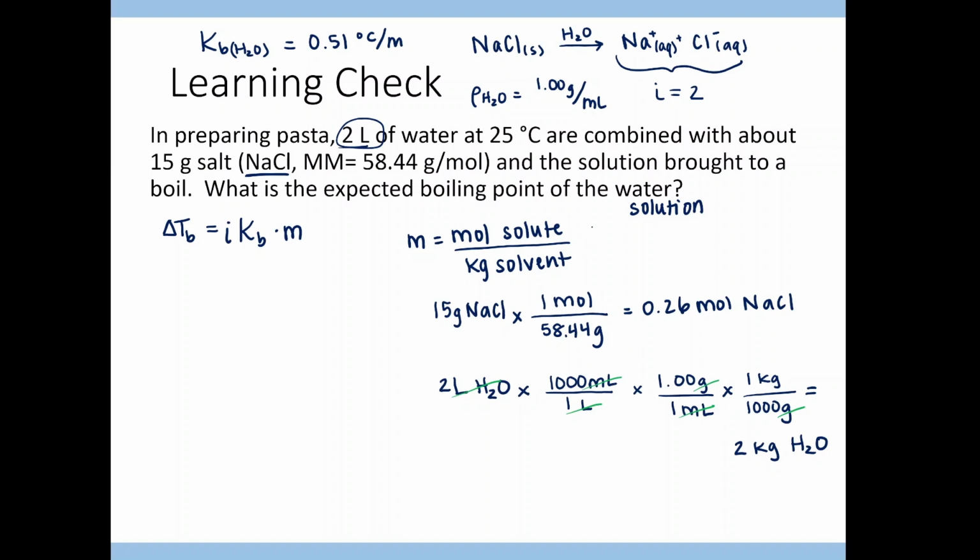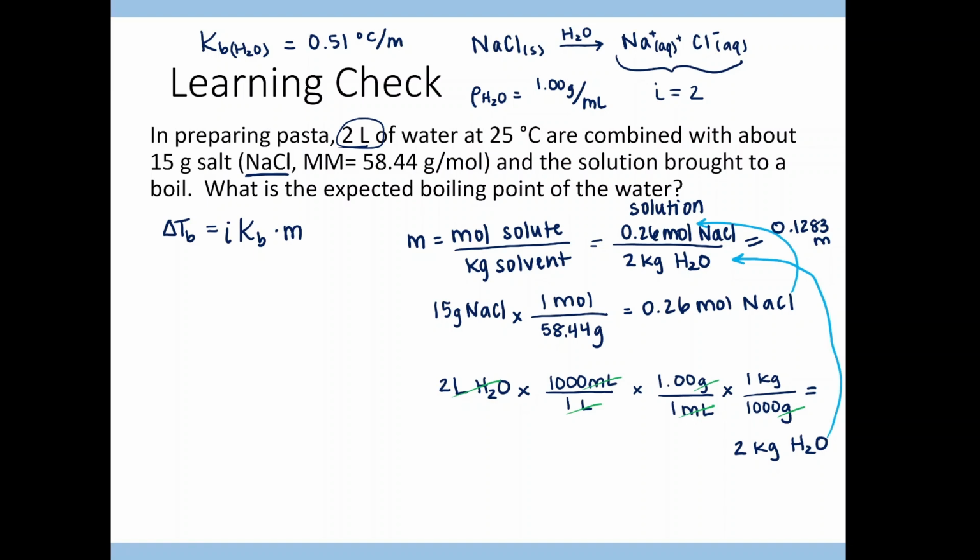So for this molality, taking these both up here, I'll use that and this in this fraction, 0.26 mole sodium chloride divided by 2 kilograms of H2O. This is 0.1283 molality, or molal.